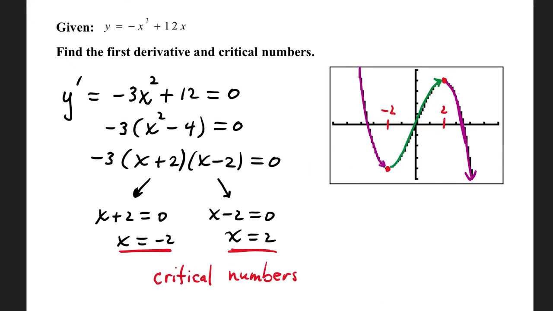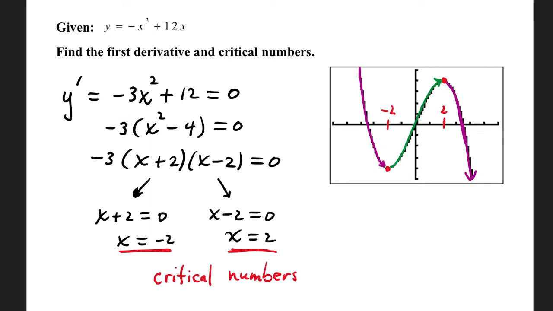Given y equals negative x cubed plus 12x, find the first derivative and critical numbers. For this one, we have negative 3x squared plus 12 as our first derivative. Setting that equal to 0, we can factor out a negative 3 from these two terms. If we factor out a negative 3, that leaves x squared minus 4, and you can redistribute to check. That's still negative 3x squared plus 12.